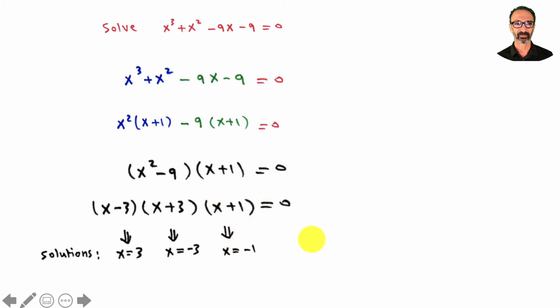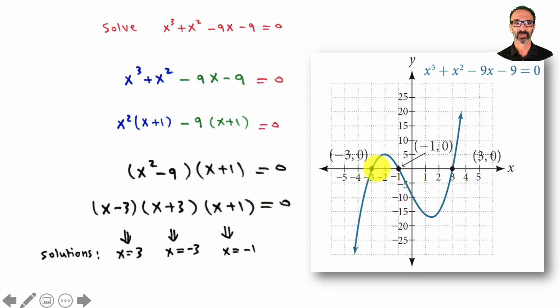Let's look at the graph. 1, 2, 3. Starts with leading coefficient positive, so it starts going up, then down, back up. That's the behavior of cubic polynomial. Let's look now at square roots.